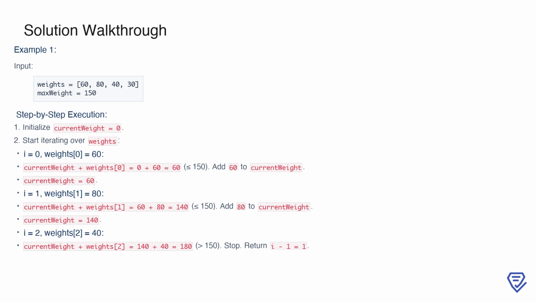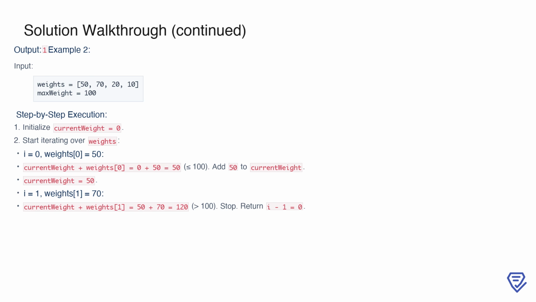We update current weight to 140. For the third person, weights[2] is 40. Adding this would make the total weight 180, which exceeds the maximum capacity. At this point, we stop and return the index of the last person who successfully entered the elevator, which is 1. The output for the first example is 1, meaning the second person, at index 1, was the last to fit before the capacity was exceeded.